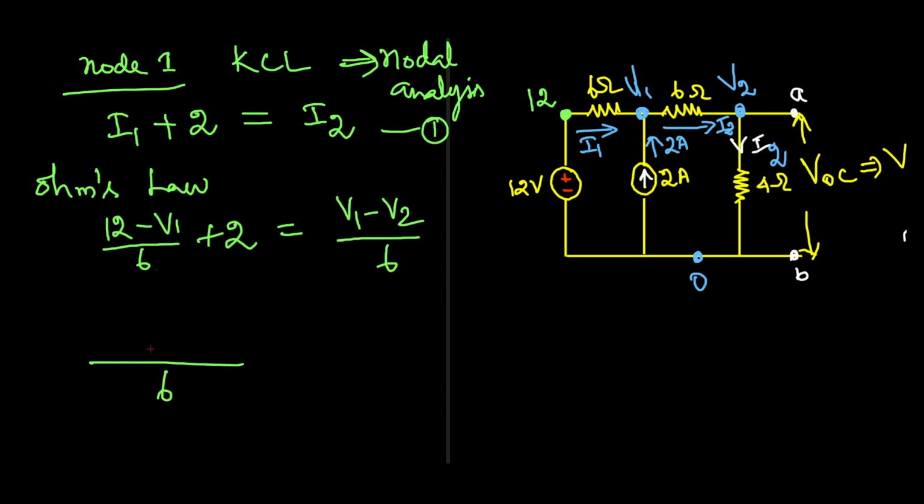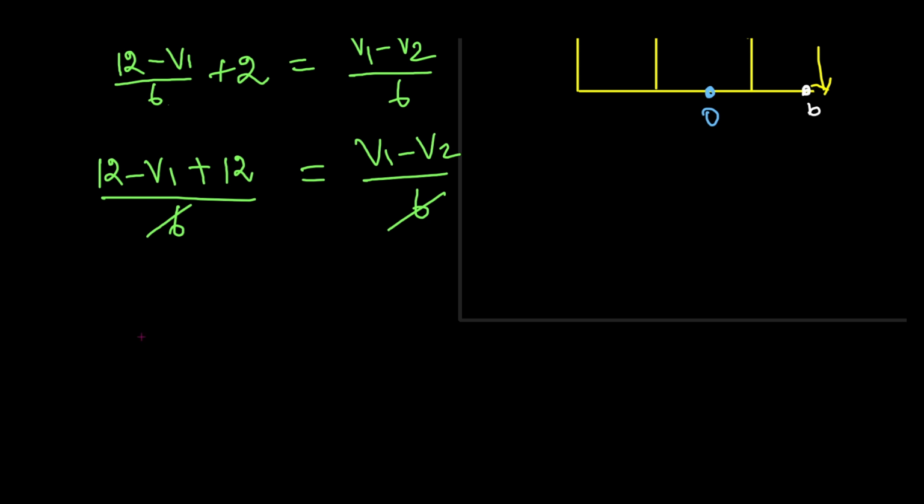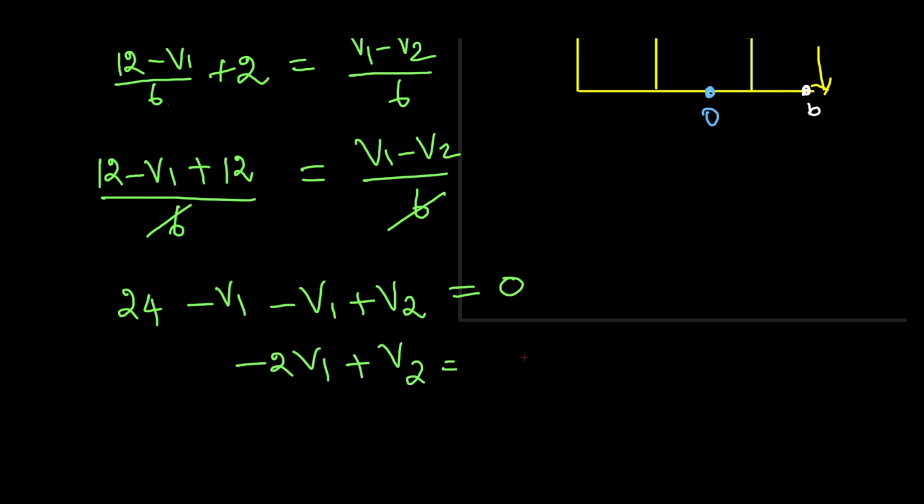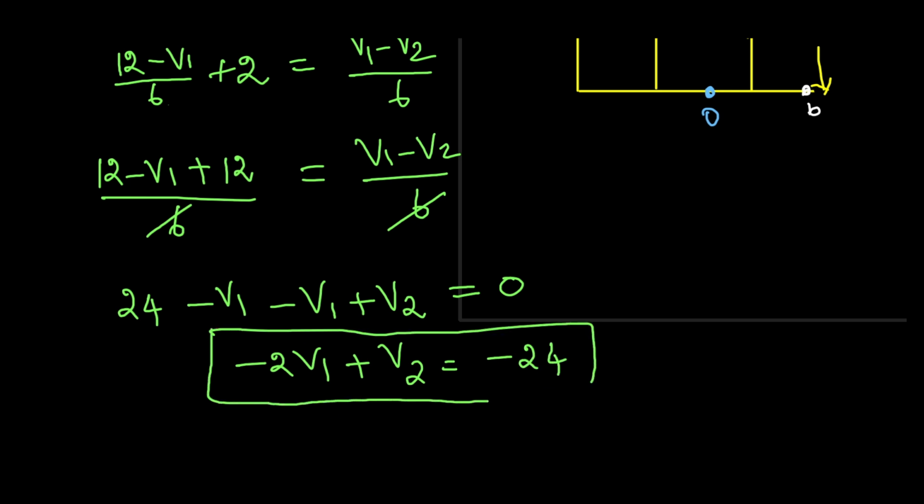Take the common denominator here, so it is 6. 12 minus V1 plus 12, isn't it? That is equal to V1 minus V2. So you can cancel out these two, and you will be getting 12 plus 12, that is 24, minus V1. I am bringing this V1 and V2 here. So it becomes minus V1 plus V2, that is equal to 0. So minus 2V1 plus V2, that is equal to minus 24. So this is your second equation in here.